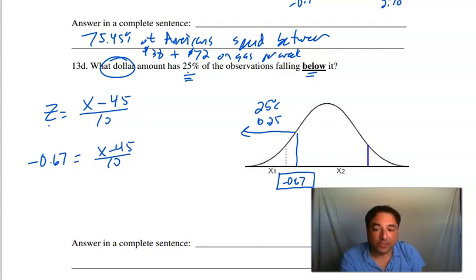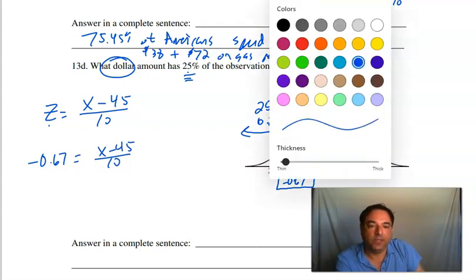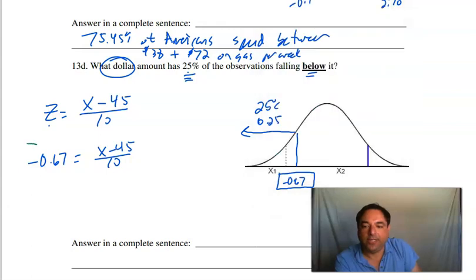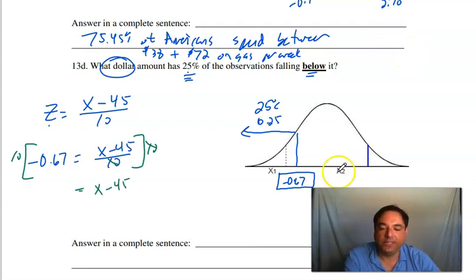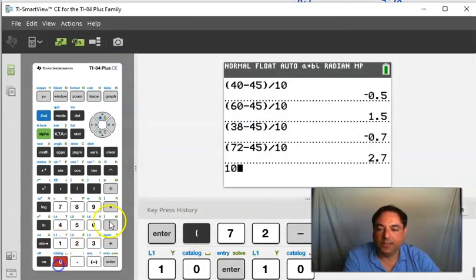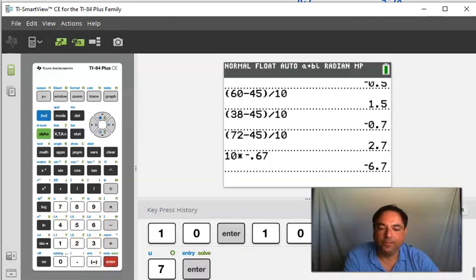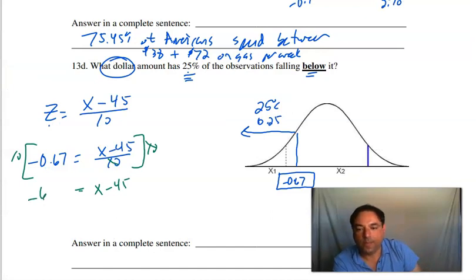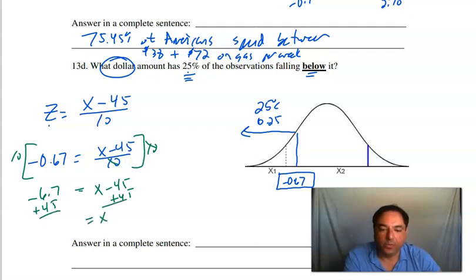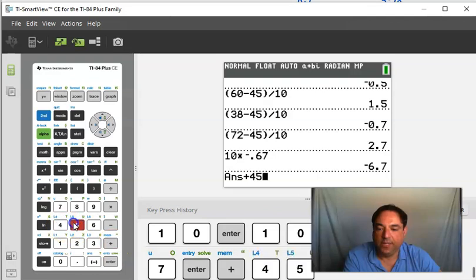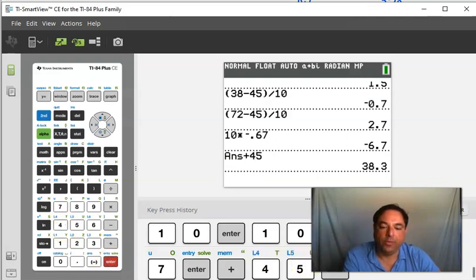Now we can do algebra to solve. So I'll do this in a different color. Let's pick green. Okay, so how do I do the algebra? I'm going to multiply both sides by 10. So we're left with x minus 45 equals 10 times negative 0.67. I'll put that in the calculator. 10 times negative 0.67 gives you negative 6.7. Then we're going to add 45, and we get x equals 38.3.